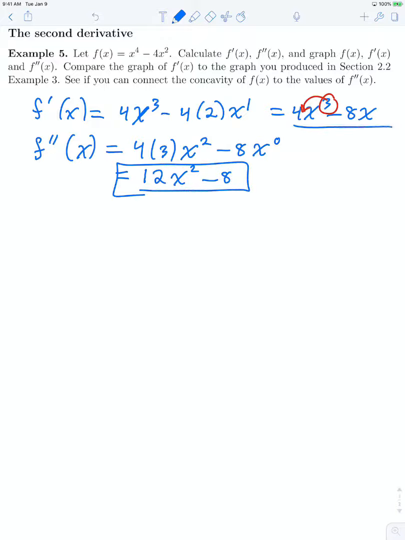Okay, so now we have the first derivative and the second derivative. And what we're going to do is we will graph all three functions, f and f prime and f double prime. And we can also compare this to graphs that we looked at in section 2.2. We didn't know the formulas then, but I asked you to estimate or make a rough sketch of the graph of f prime. So I will go to Desmos to do this, and then we'll talk about that.